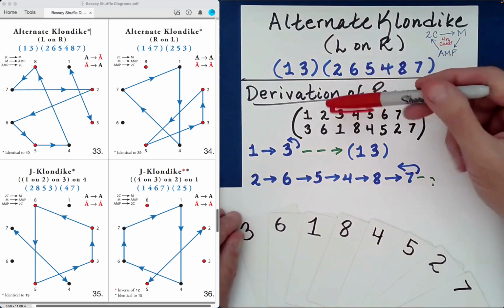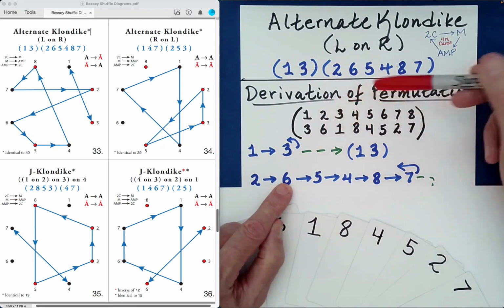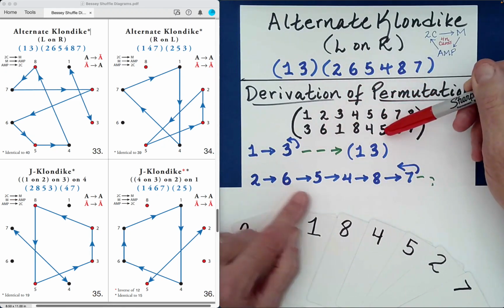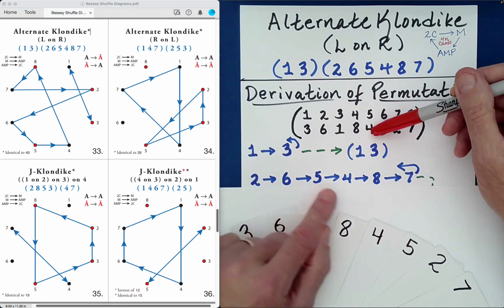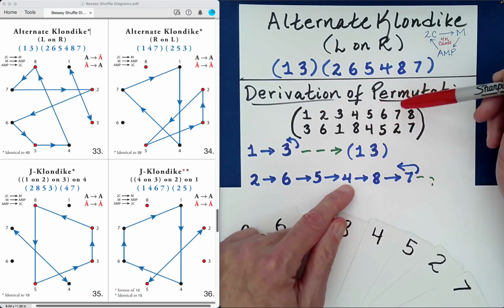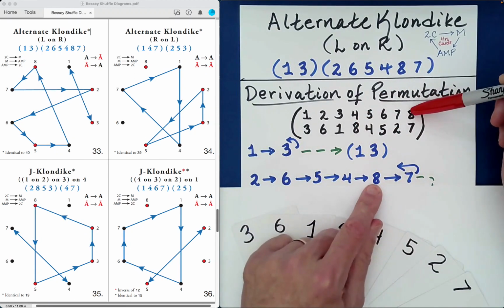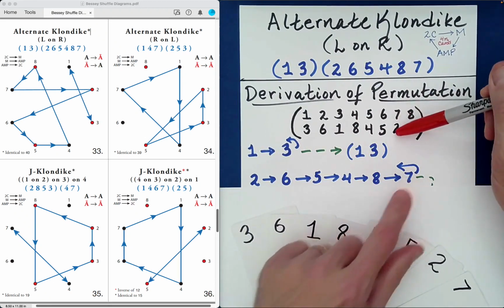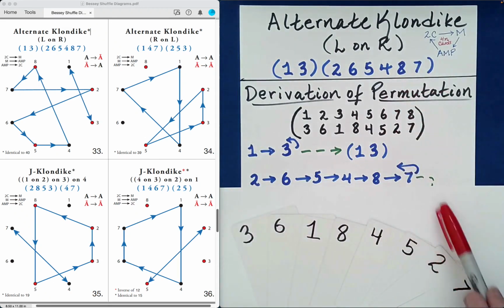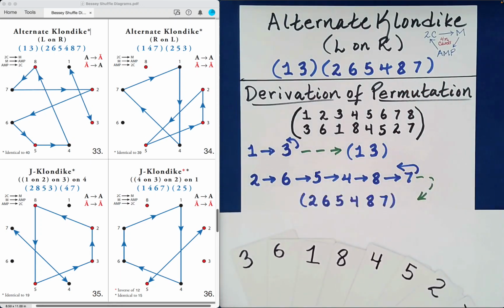Next, we see that 2 goes to 6. We have an arrow from 2 to 6. 6 goes to 5. There we go. 5 goes to 4. So we have an arrow from 5 to 4. 4 goes to 8. There we go there. And 8 goes to 7. And we have an arrow from 8 to 7. And then 7 returns back to 2. So it cycles around, giving us a 6 cycle.